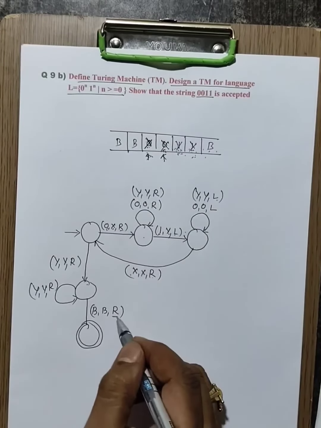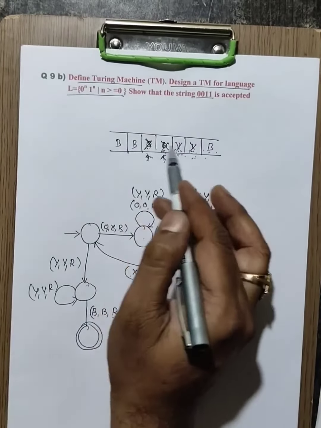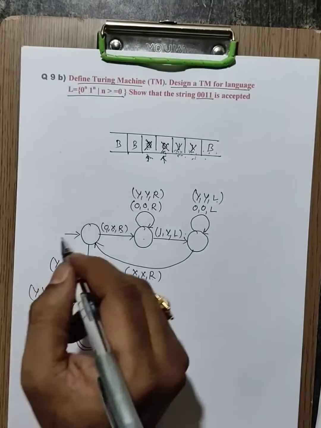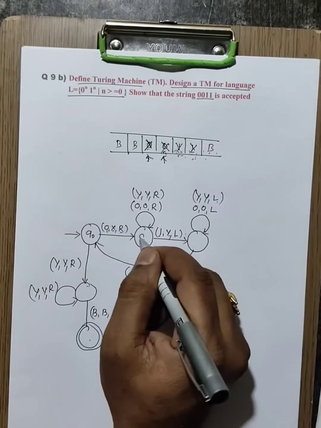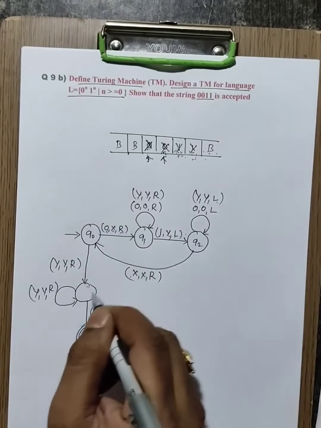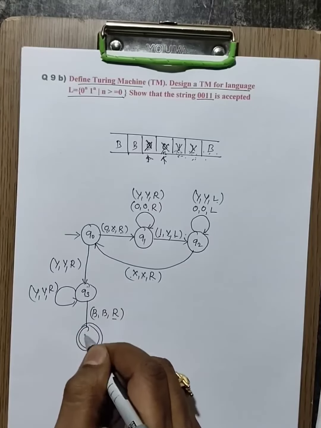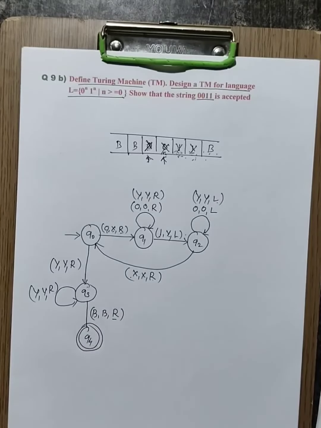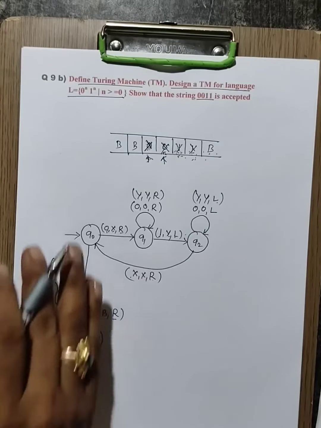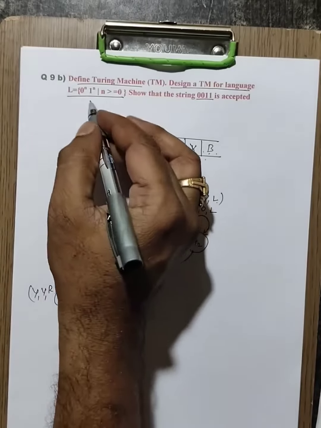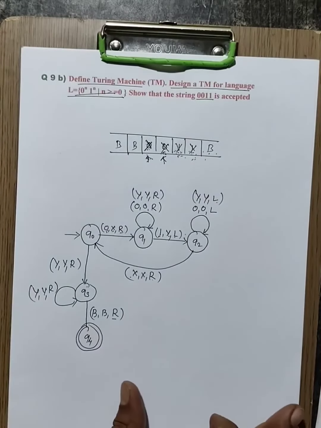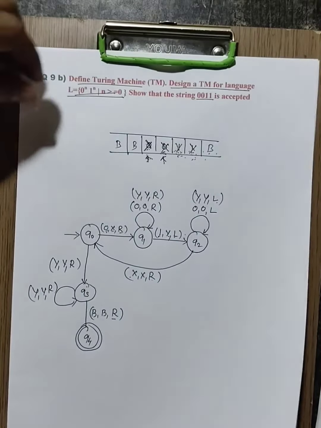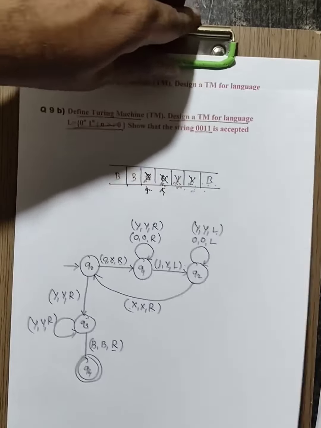There is no meaning for this. You can move either left side or right side. The string is over, which means this is the final state. Q0, Q1, Q2, Q3 and Q4. This is the Turing machine for the language 0 to the power n, 1 to the power n.